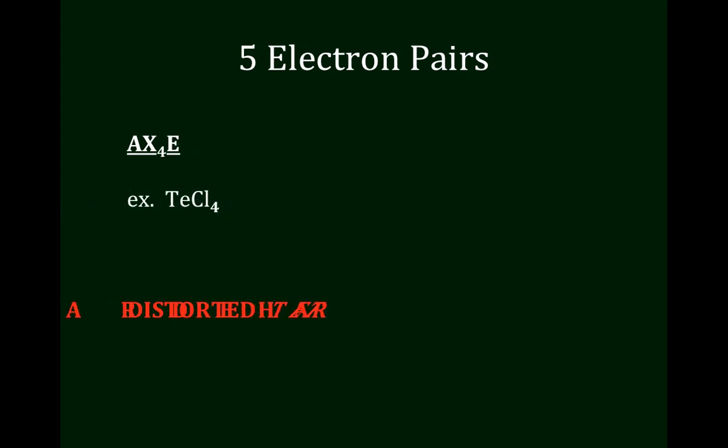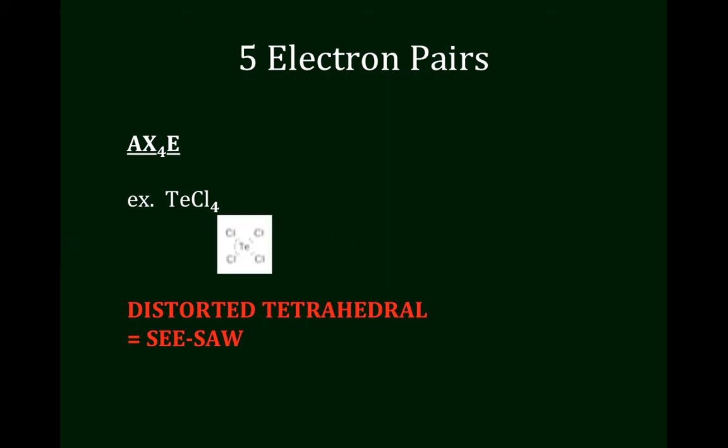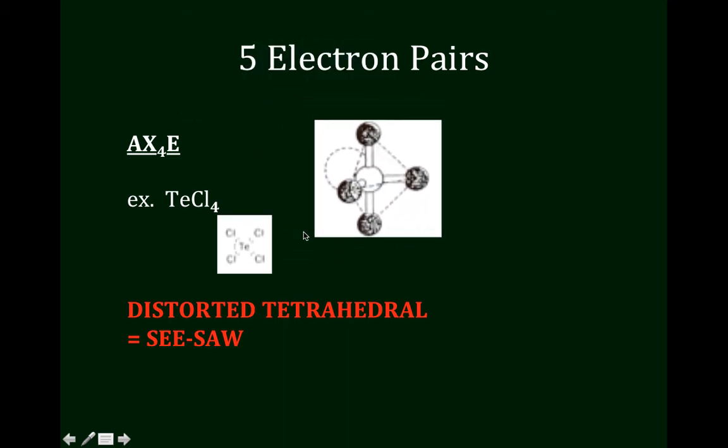So our next one is SF4, distorted tetrahedral. I prefer to call it a seesaw, and you'll see when we make the shape of this with the ball and stick models, it does behave that way. So what we're saying is we have the chlorines, 4 chlorines, but right here we have an extra lone pair, and that's the E around the central atom. That lone pair distorts it from being a regular tetrahedral shape.